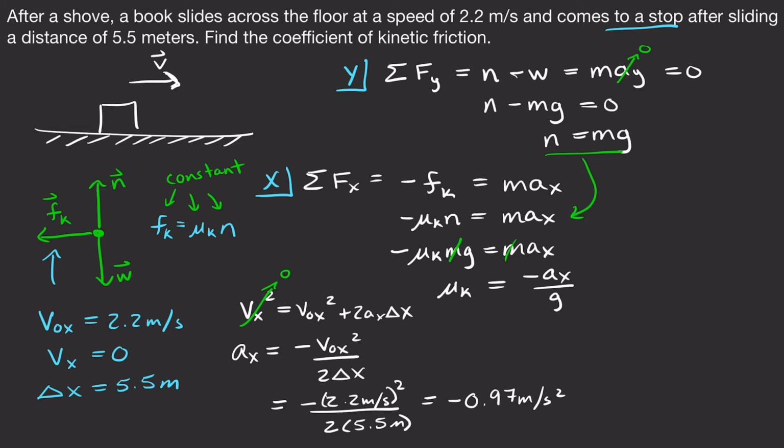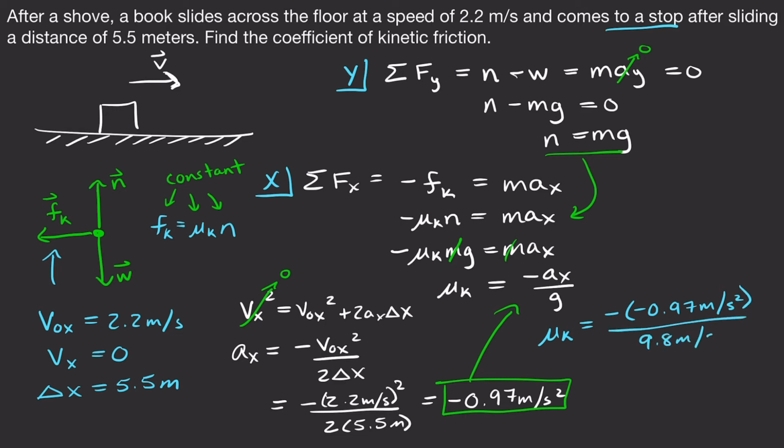And now that I know this, I can plug it into my equation and solve for mu k. So I have minus 0.97. Mu k should be positive, so it's a good thing I got a negative number, or a deceleration, over 9.8 meters per second squared. And this gives me a coefficient of kinetic friction of 0.1.